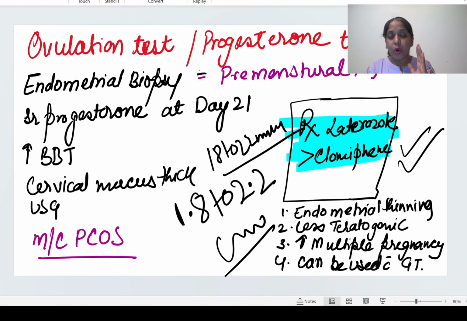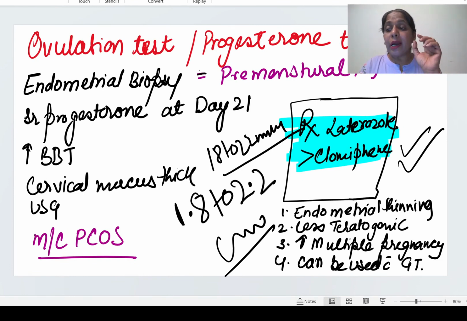As you know, the most common cause is PCOS. In PCOS, ovulation does not occur. In PCOS, the drug of choice is letrozole. They are only going to ask what is the drug of choice in PCOS for ovulation. The answer is letrozole. Five years ago, the drug was clomiphene. What happened that letrozole has totally replaced clomiphene? Please listen here carefully. That is why the questions came.